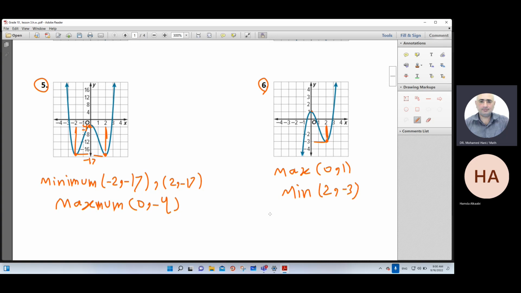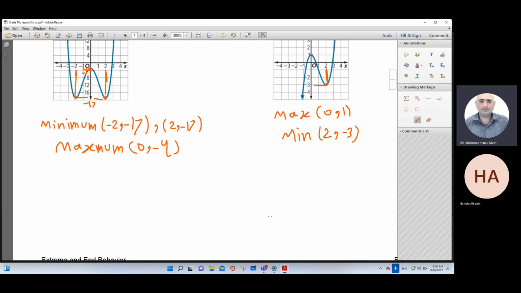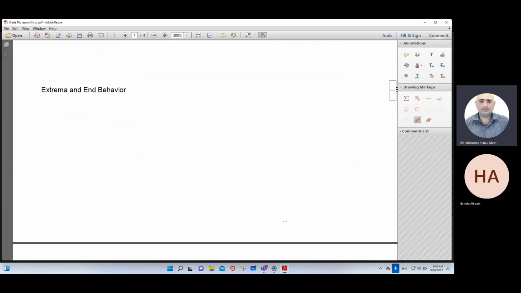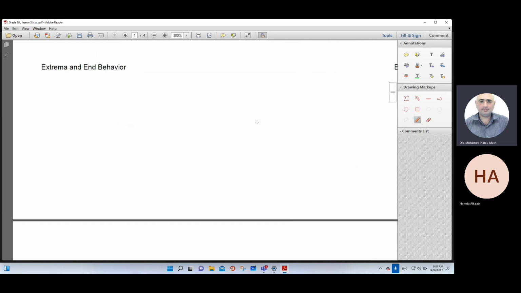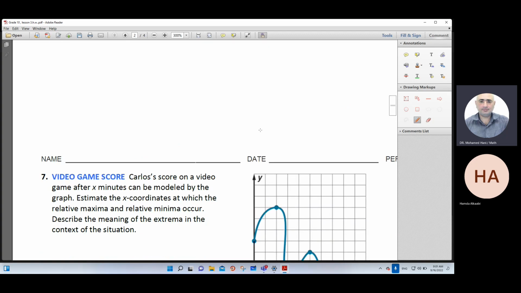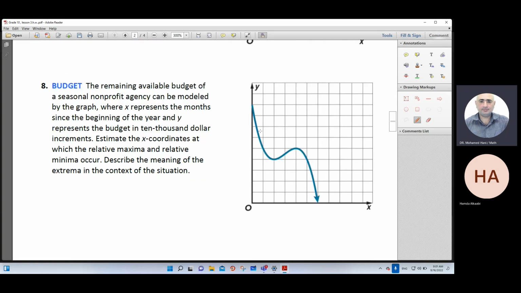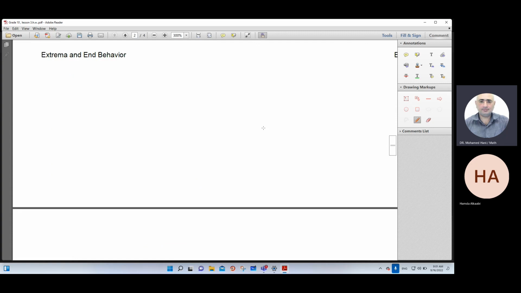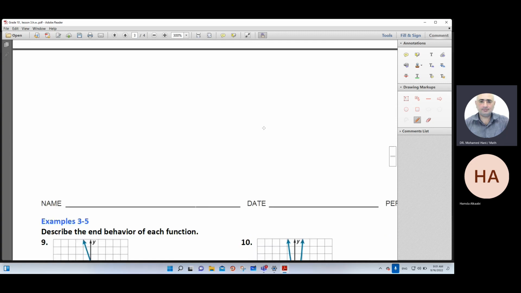Who has any question about exercises number 5 and 6? Clear for all? This is for the extrema. Now we want to revise how to study the end behavior.